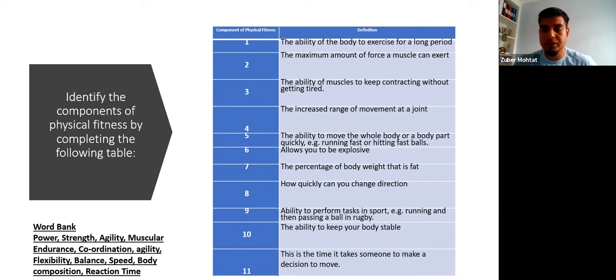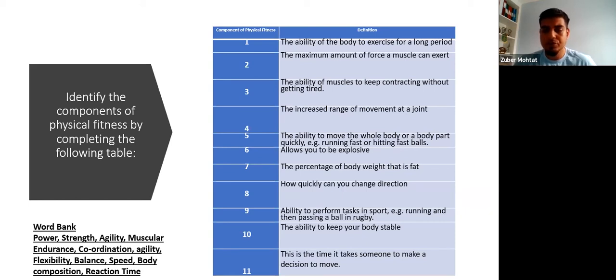So question 1, the ability of the body to exercise for a long period is cardiovascular endurance. Okay, so cardiovascular endurance is the strength of your heart. The healthier your heart, the stronger your heart, it's able to then deliver more oxygen to your working muscles, which then allows you to exercise for longer. Muscular strength, so sports such as rugby require a lot of muscular strength.